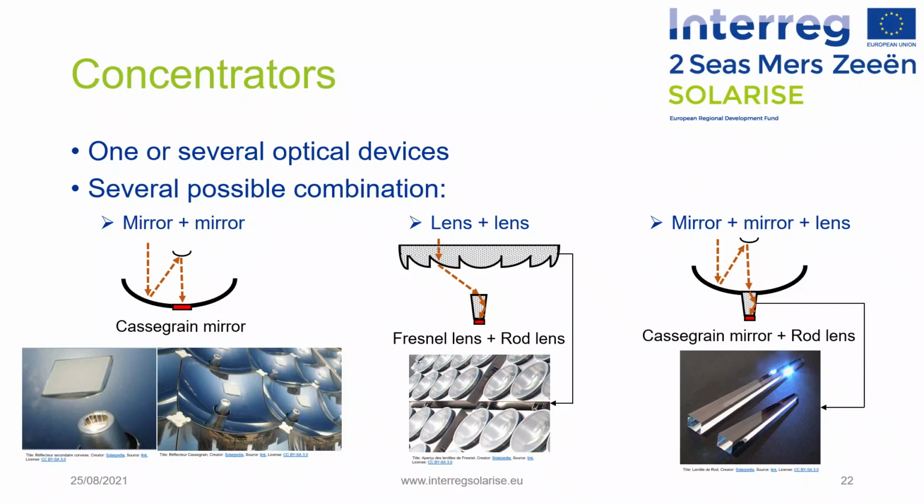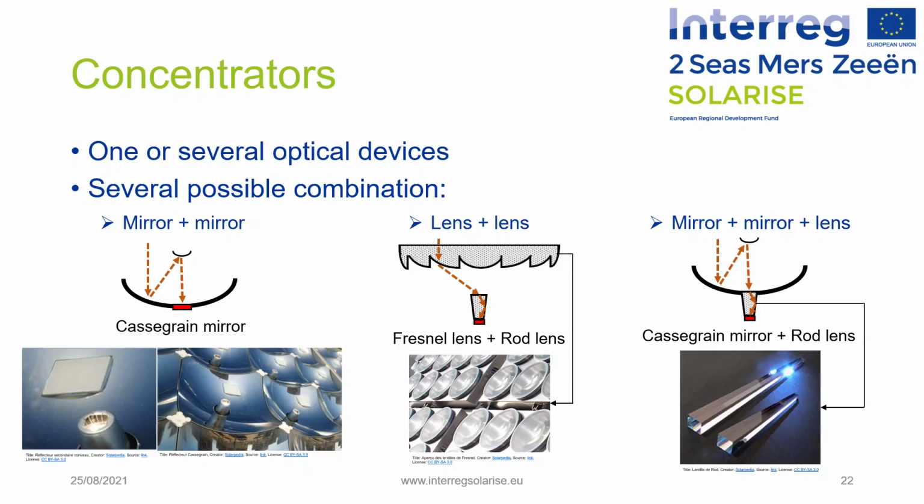We present here three different examples of concentrators composed of 2 or 3 optical units. The first one is a double reflector concentrator, the so-called Cassegrain mirror, for which you have a picture on the bottom left, which is composed of a concave mirror as a primary concentrator and a convex mirror as a secondary concentrator. The second one is an association of a Fresnel lens, for which you have a picture at the bottom center, with the rod lens, for which you have a picture at the bottom right. And the last one here is an association of 3 optics, composed of a Cassegrain mirror and the rod lens.